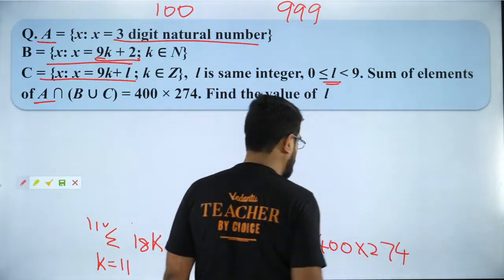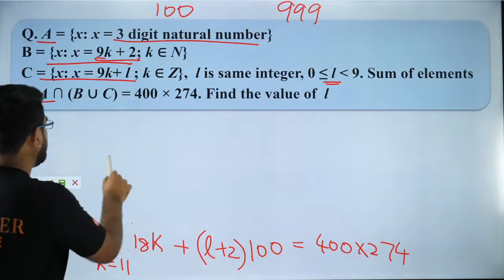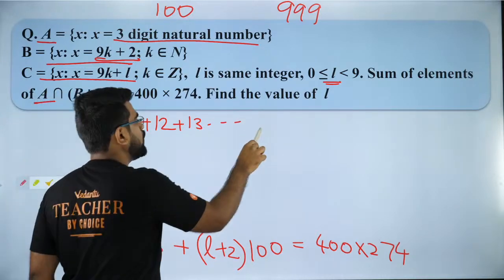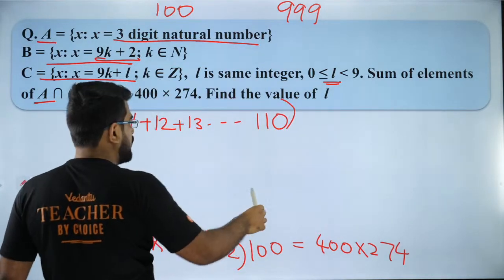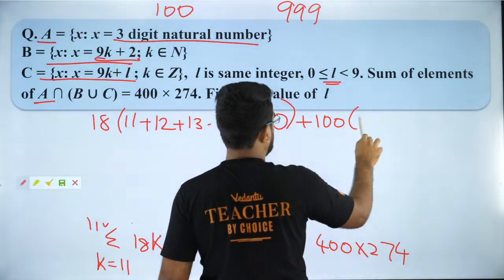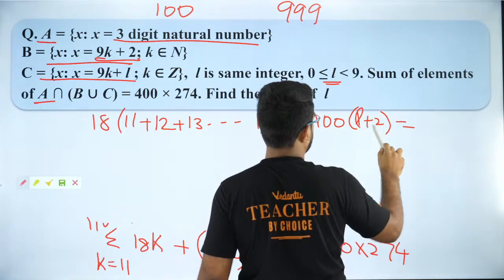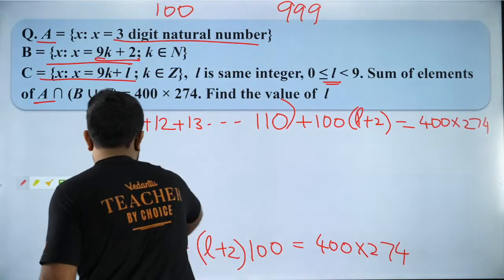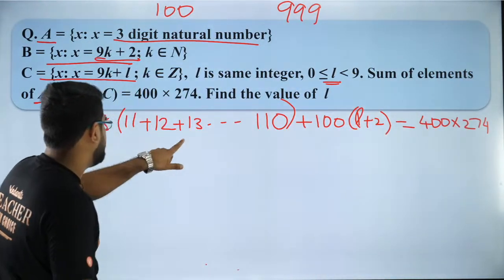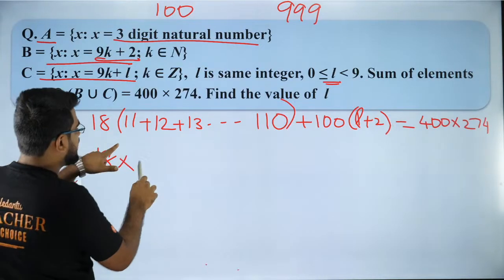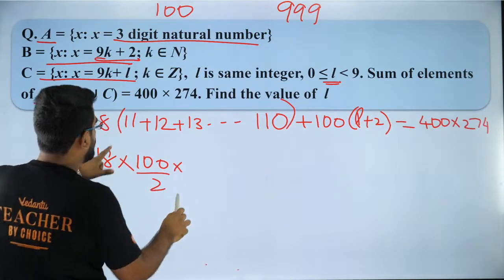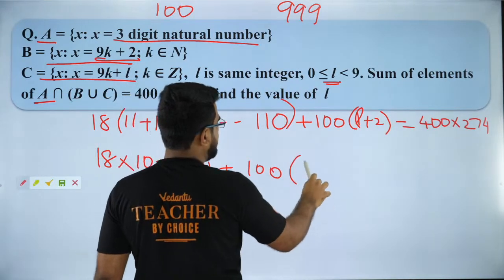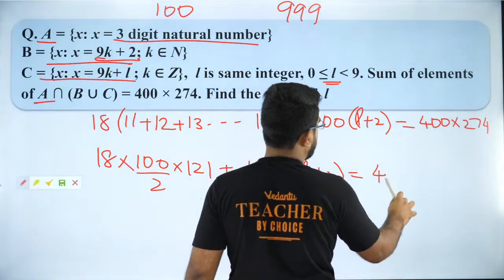I will do that for you. So how do you solve this? 18. So it will be 18 into 11 plus 12 plus 13 plus 14 all the way up to 110, plus 100 into L plus 2 is equal to 400 into 274. So guys, can you add this up? That is an AP, right? Arithmetic progression. So what is sum of an AP? How many terms? 100 terms are there. So n by 2 into first term plus last term, which will be 121. Plus you have 100 into L plus 2 is equal to 400 into 274.